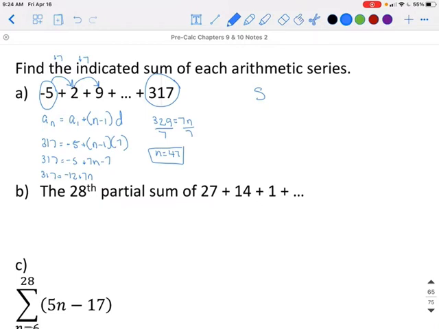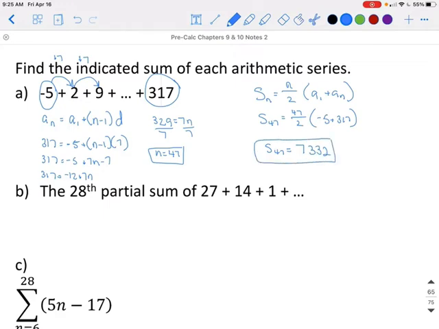So we are going to use the form of s sub n is equal to n over 2 times a sub 1 plus a sub n. So we are finding the sum of the first 47 terms. So it'll be 47 over 2 times negative 5 plus 317. And if you put that all into your calculator, you're going to get the sum of the first 47 terms will be 7,332.